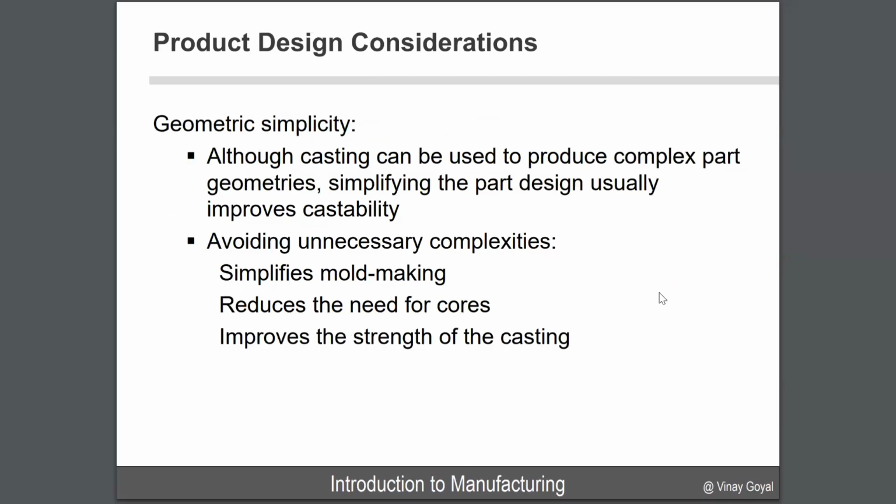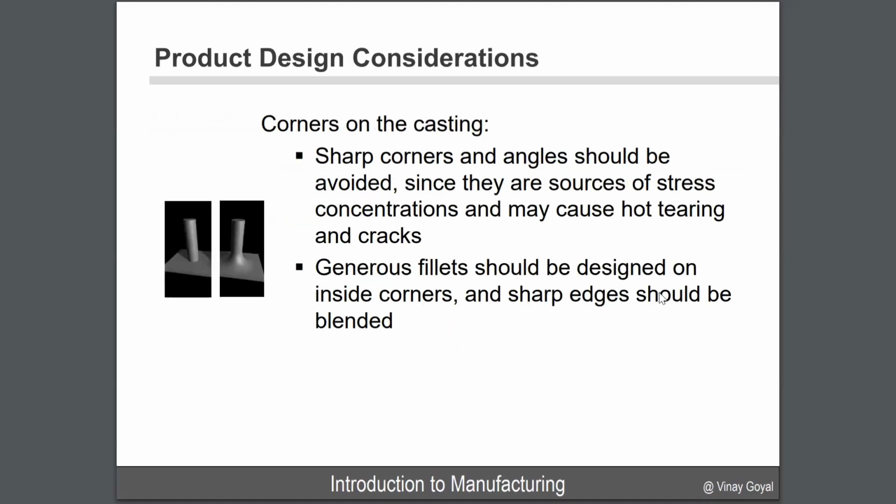Product design considerations, geometric simplicity. Casting can be used to produce complex parts, and so it can simplify the processes, and that's why people love it. You can avoid unnecessary complexities, it simplifies the mold making. You can also reduce the need for cores, I'm sorry. And you can improve the strength of the casting by using heat treatment. There are things that we can talk about on the considerations for the design using casting processes.